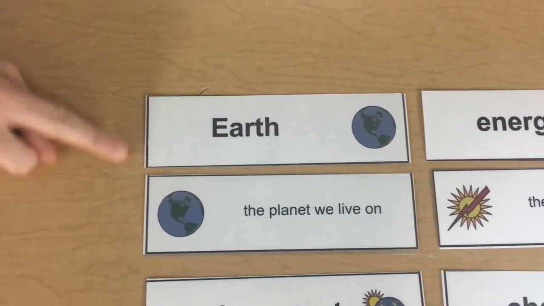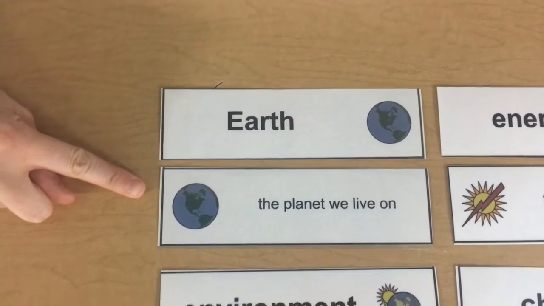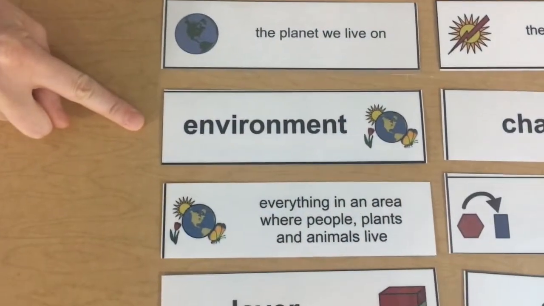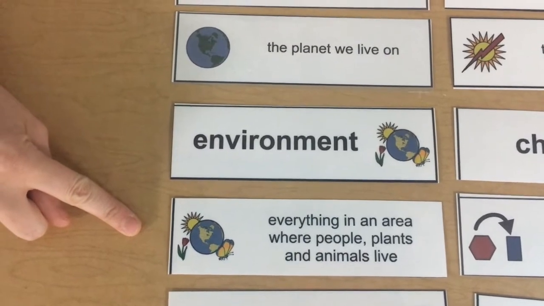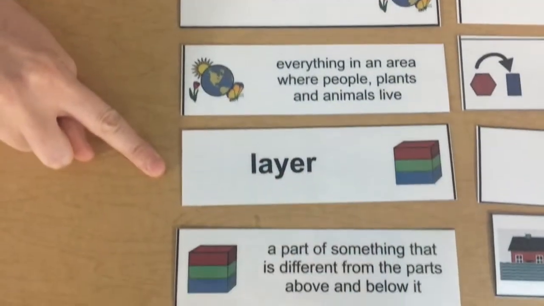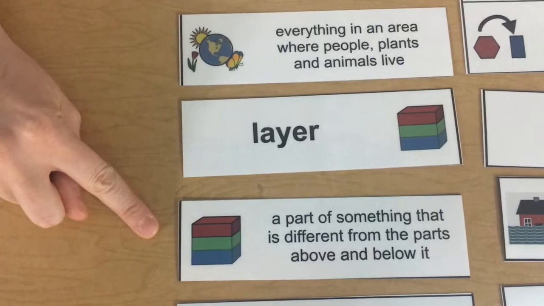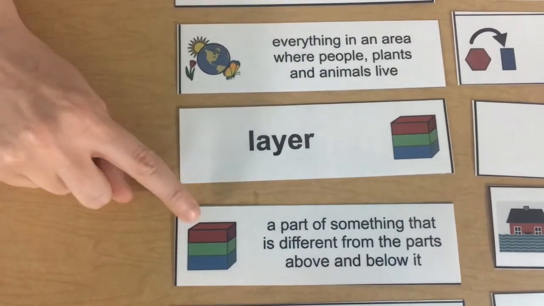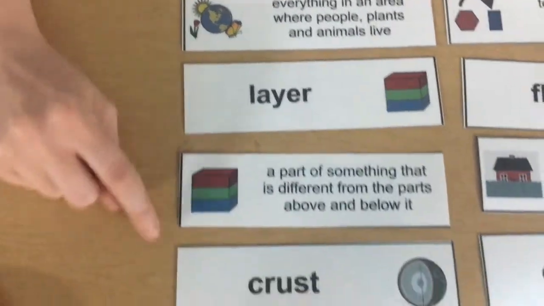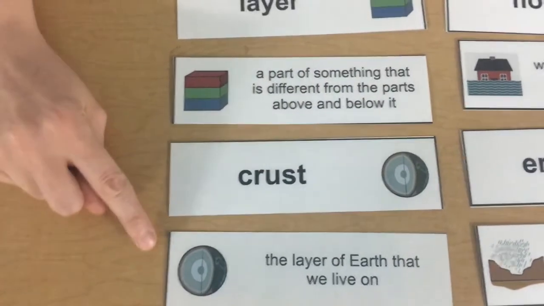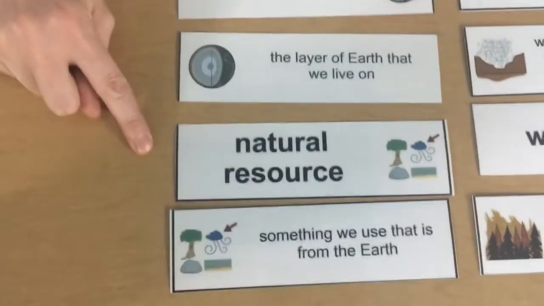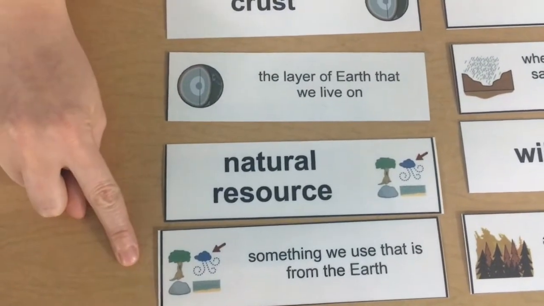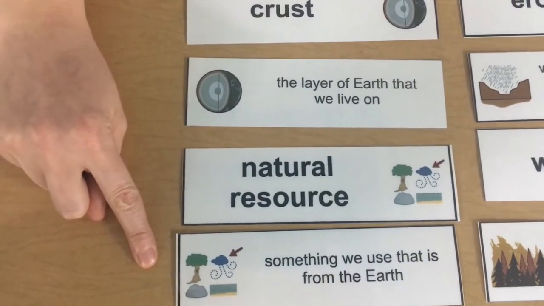Earth. Earth is the planet that we live on. Environment. Everything in an area where people, plants, and animals live. Layer. A part of something that is different from the parts above and below it. Crust. The layer of the earth that we live on. Natural resources. Something we use that is from the earth.